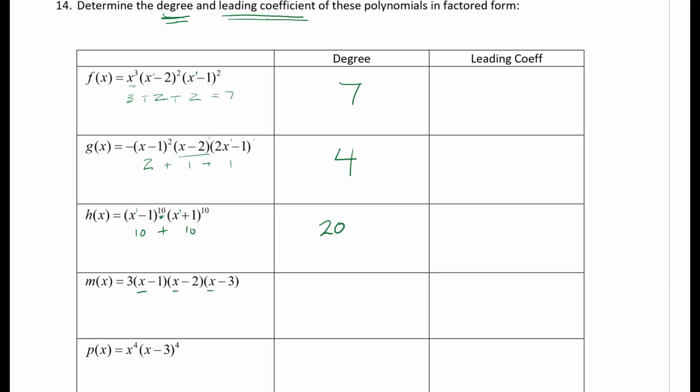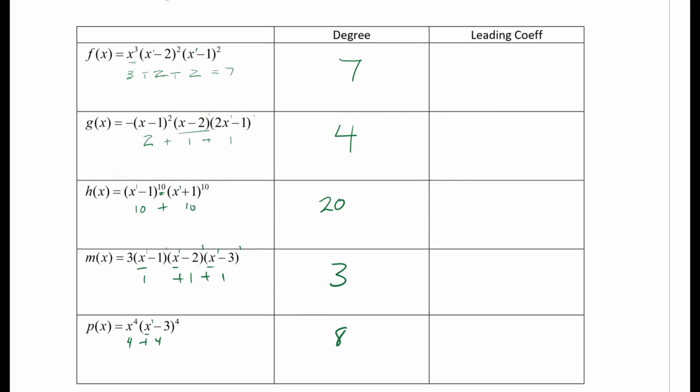Hopefully you're getting the pattern now. These are all degree 1. All these powers are just raised to the first power, so this would give us a 3rd degree polynomial, or a cubic. And this one contributes 4 degrees. This is a 1st degree, but it's raised to the 4th power, and that would give us a degree of 8.